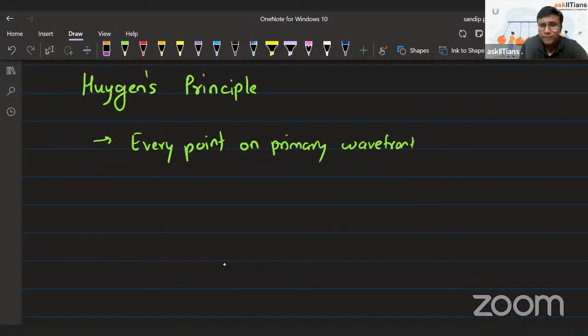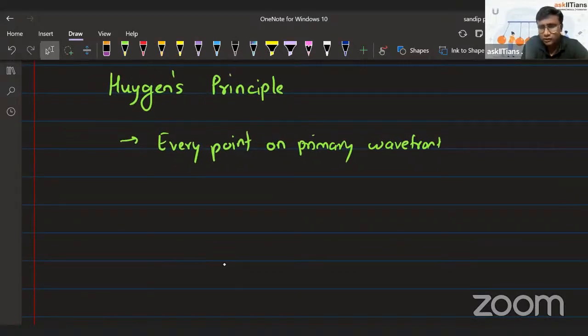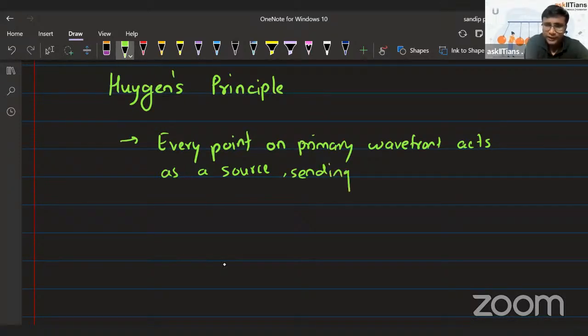So every point on the primary wavefront acts as a source, right? Sending out disturbance in all the directions.